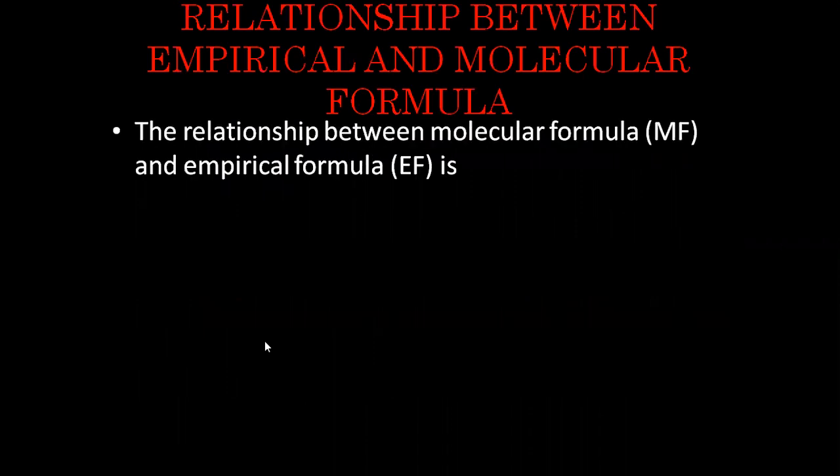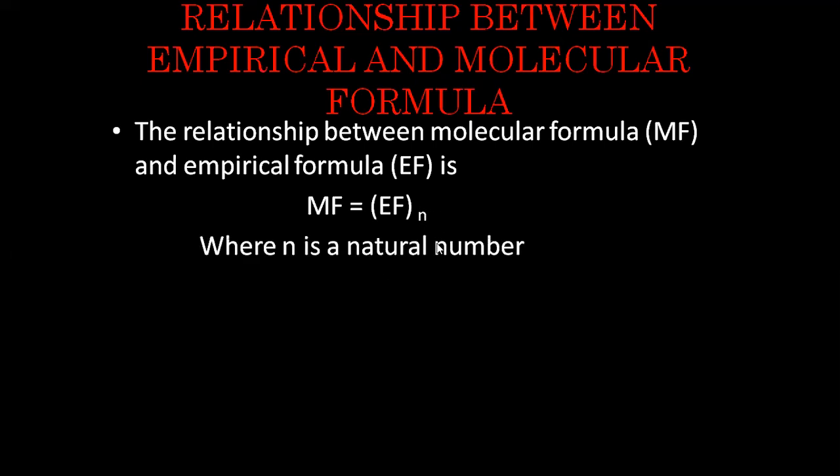The relationship between empirical and molecular formula is this: molecular formula is n times the empirical formula. So whatever common factor we take from the molecular formula to get the empirical formula, the simplest ratio, that common factor is nothing but n. And n can be any natural number.